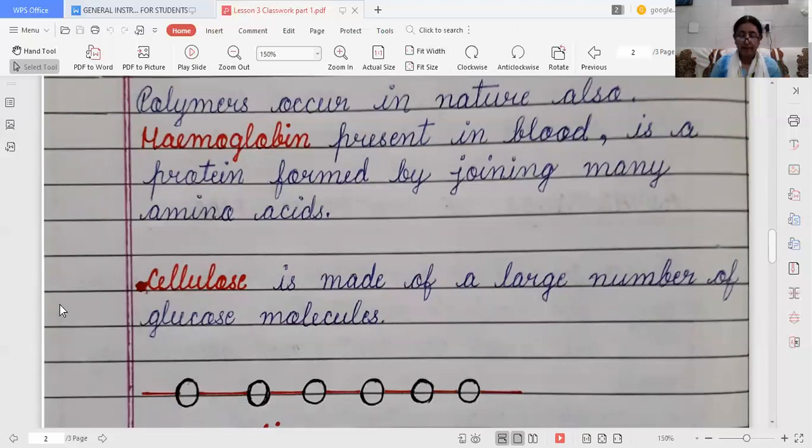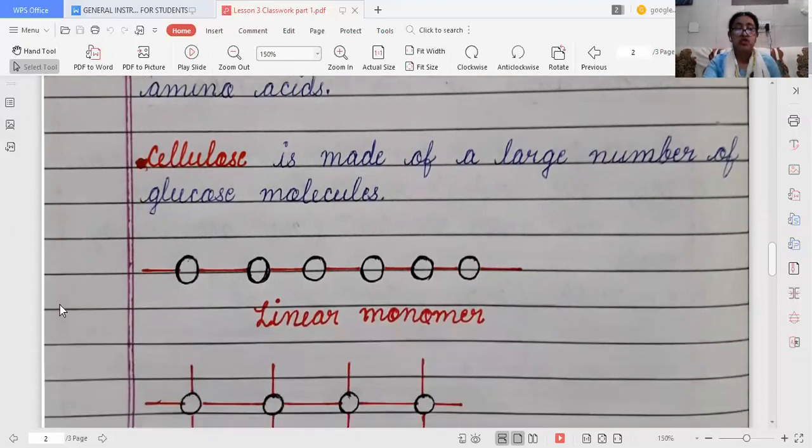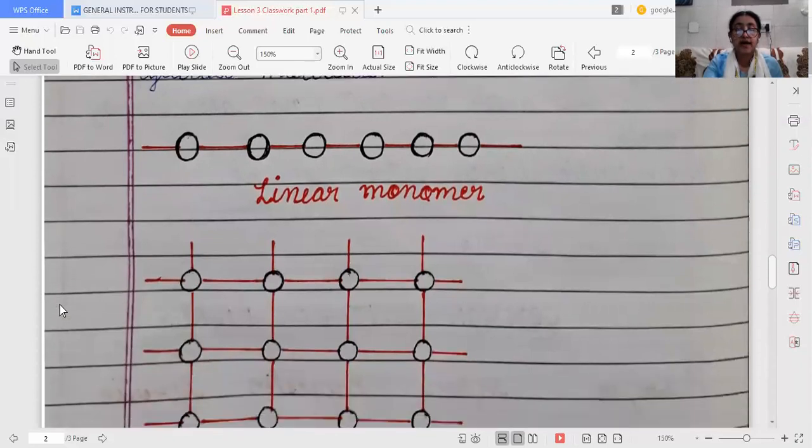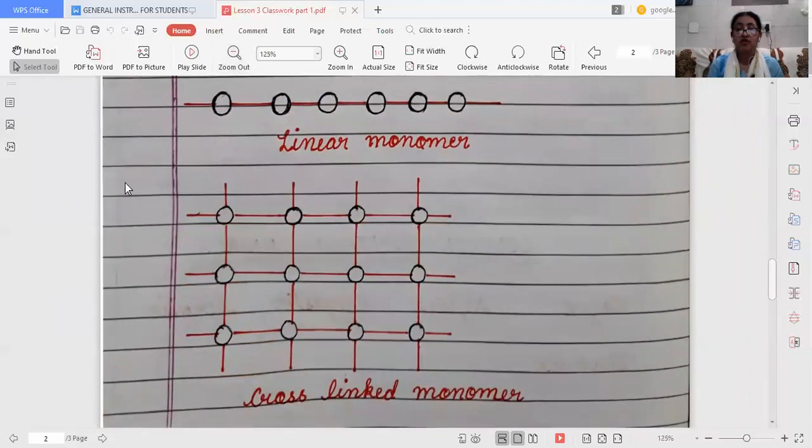Now you will see here the two diagrams are there. One where the monomers are in one line. The arrangement of monomers in one line is known as linear monomer.